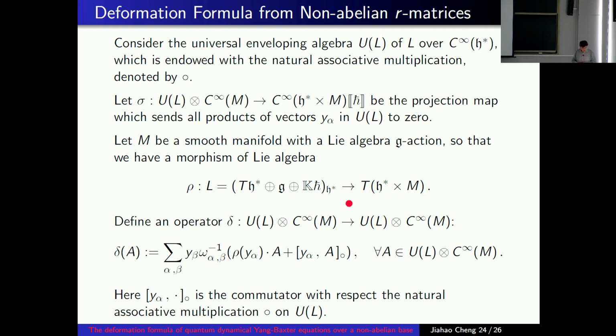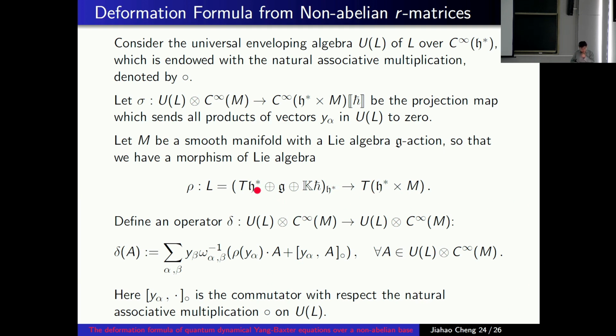Now suppose that M is a manifold with a Lie algebra G action. Then we can have a map ρ here. Let's look: G acts on M, and this guy contains T*X direct sum h, which acts on h*. So actually you have a morphism between these two Lie algebras over h*. Here the central element ħ acts trivially on the right-hand side.